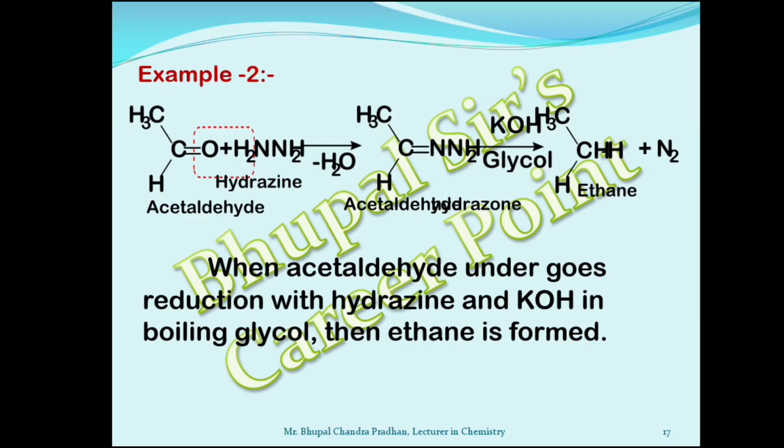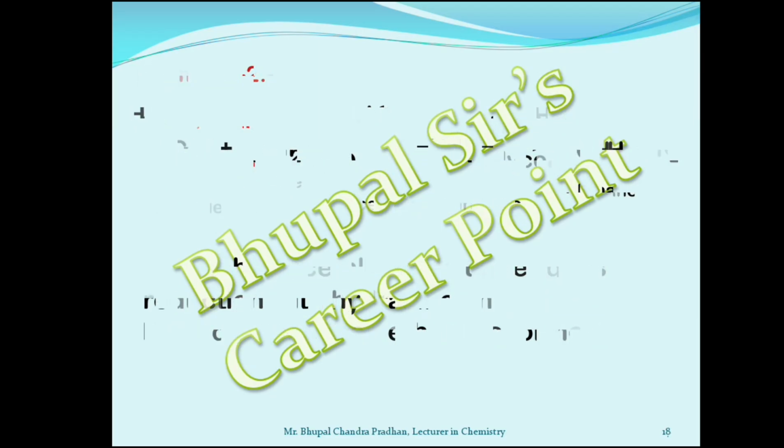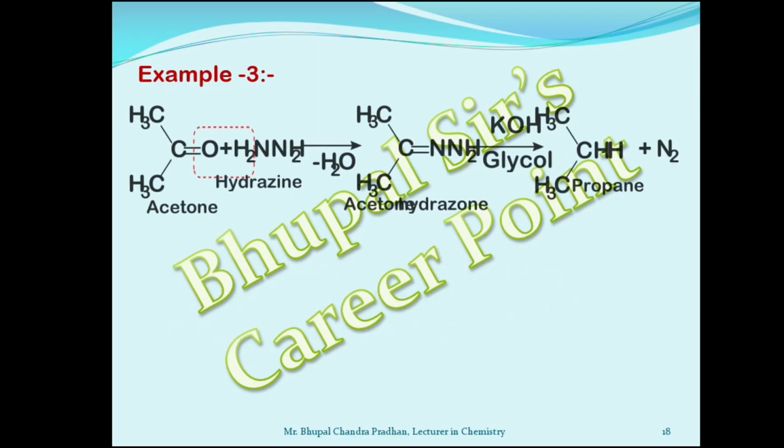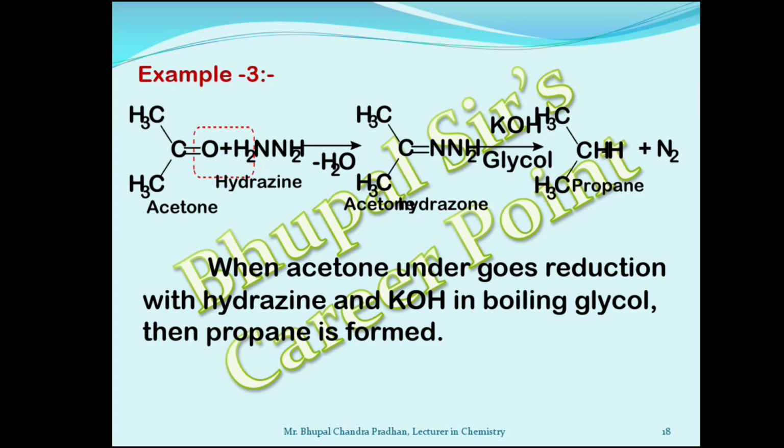Let us come to example 3. What happens when acetone undergoes Wolff-Kishner reduction? When acetone reacts with hydrazine, then acetone hydrazone is formed, which on treatment with KOH in glycol gives us propane. So we get propane. Now, in the description, what you have to write down? When acetone undergoes reduction with hydrazine and KOH in boiling glycol, then propane is formed.